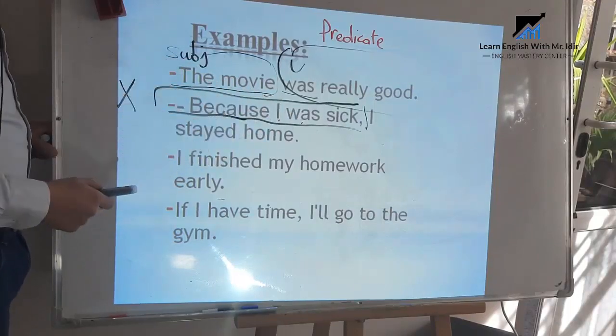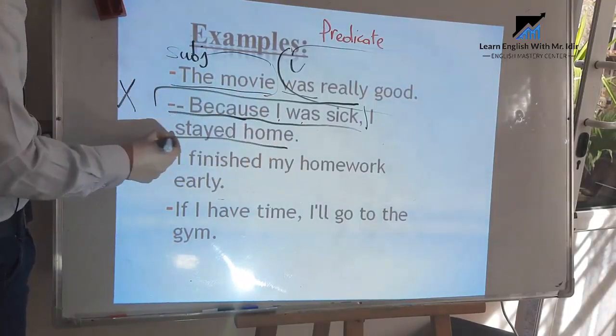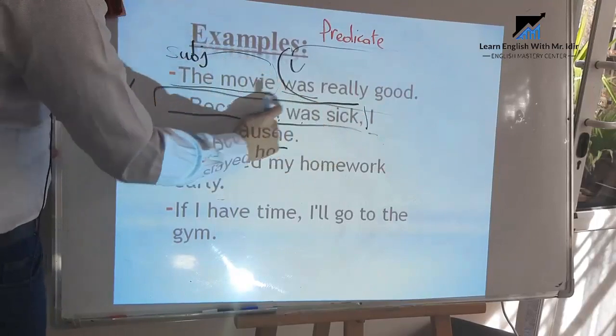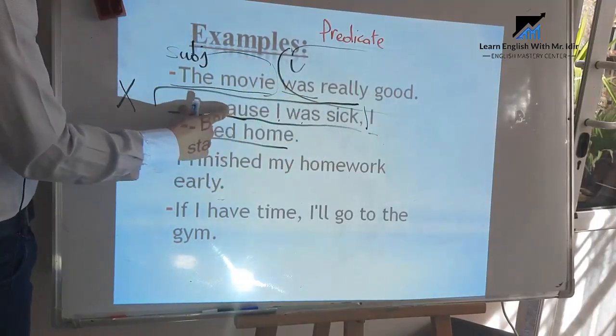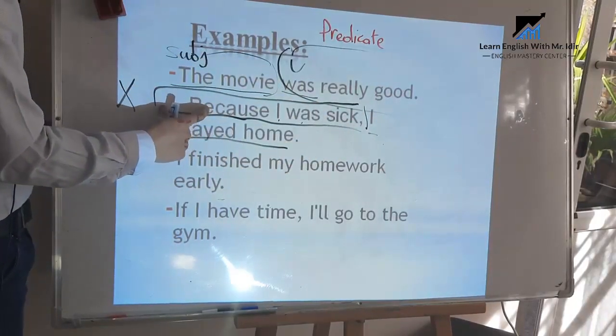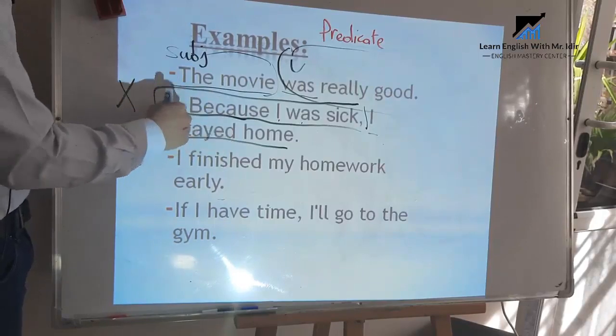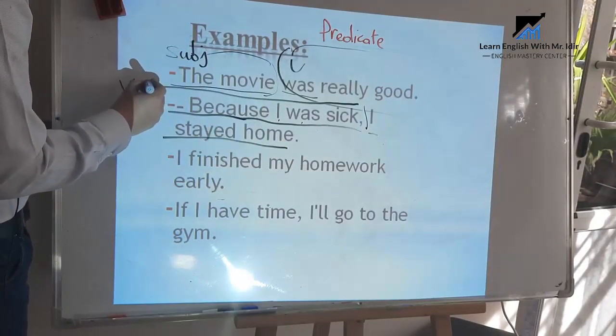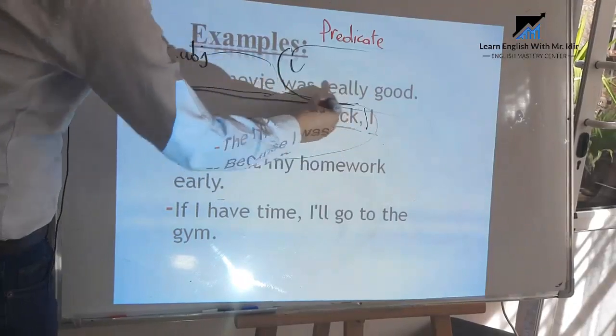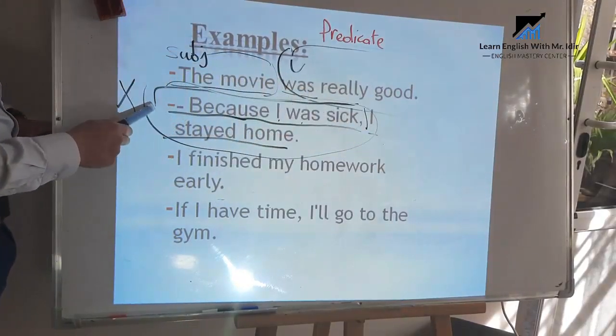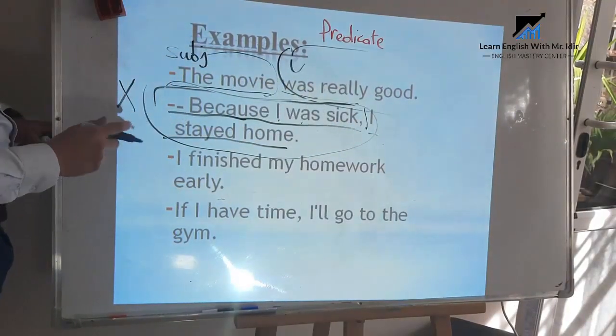I stayed home. Yes, this is a sentence and a clause. So we have the two clauses here. The first one is incomprehensible, so it is ambiguous. It needs another clause to form one sentence. Okay? I hope you have understood what we mean by a clause.